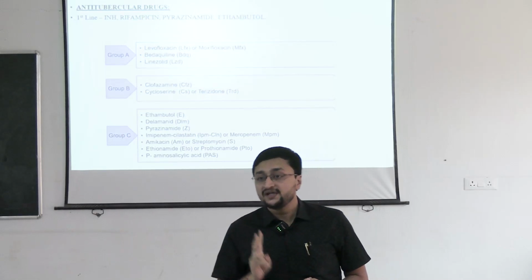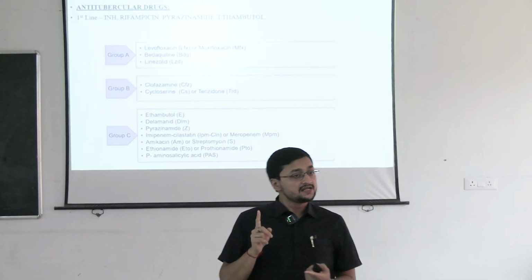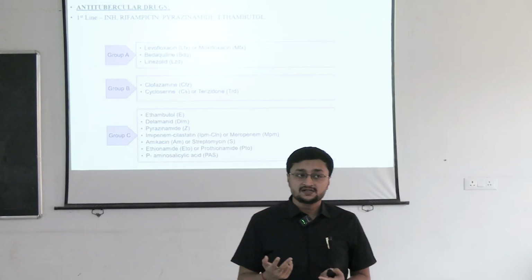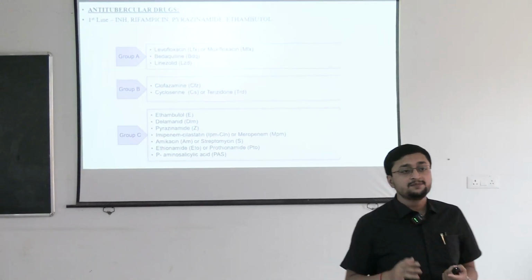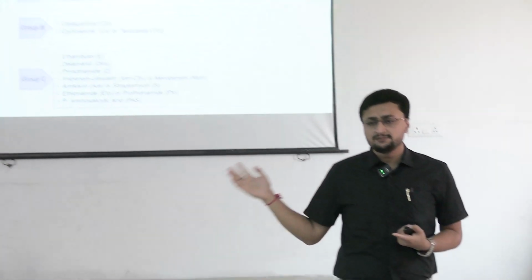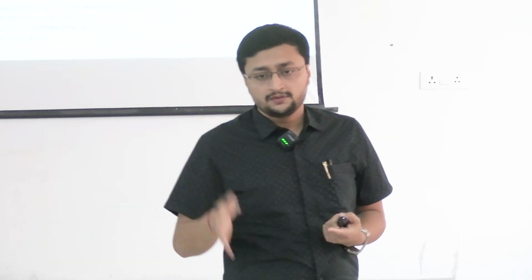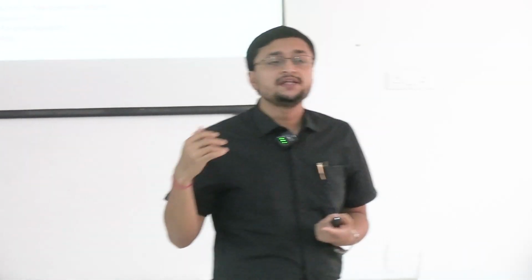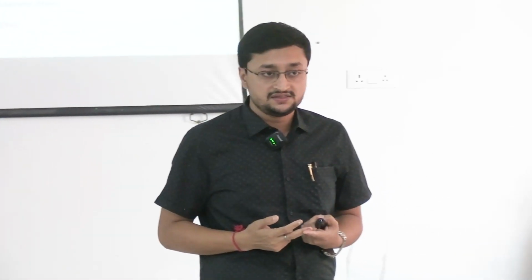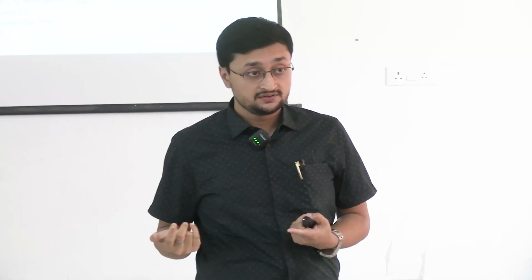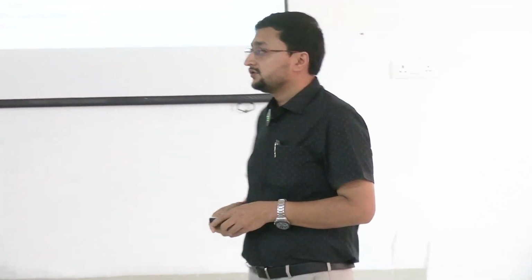Second, group B drugs are clofazimine and cycloserine, and group C drugs are the rest of the MDR drugs, like para-aminosalicylic acid, ethionamide, imipenem cilastatin or pretomanid. So like these drugs.